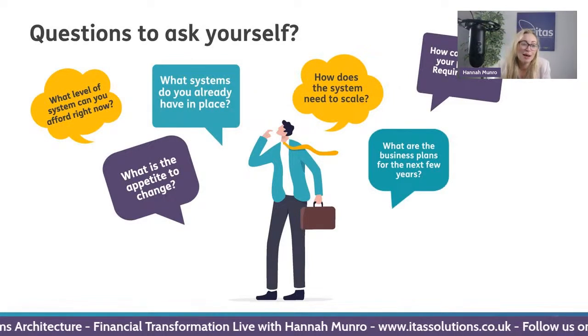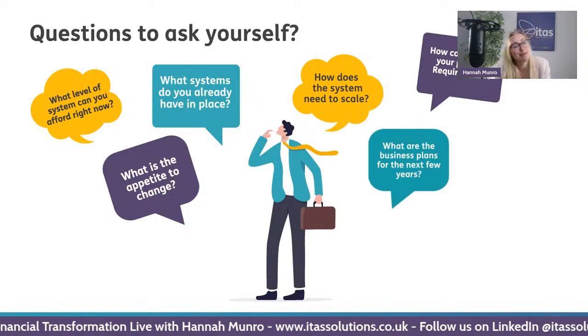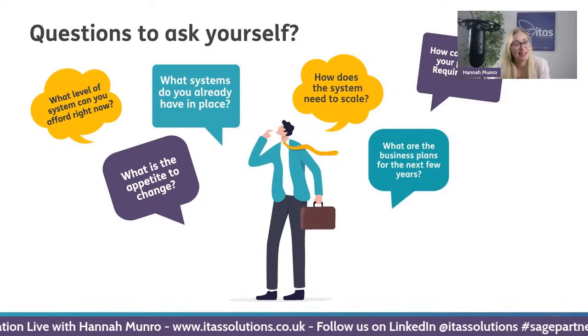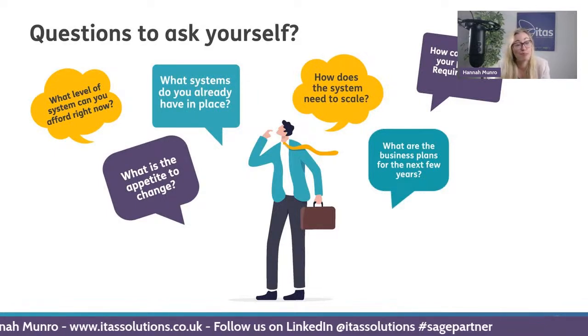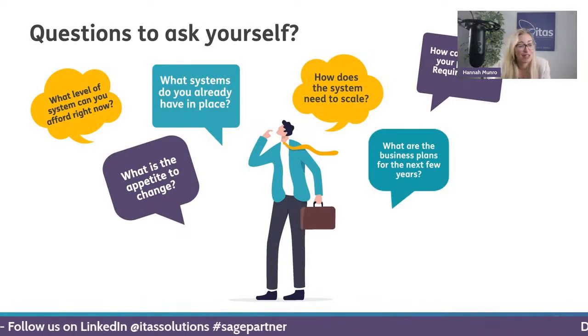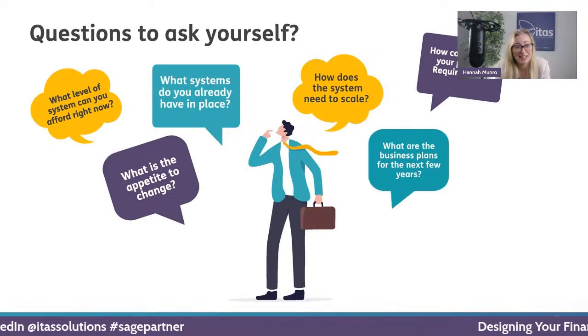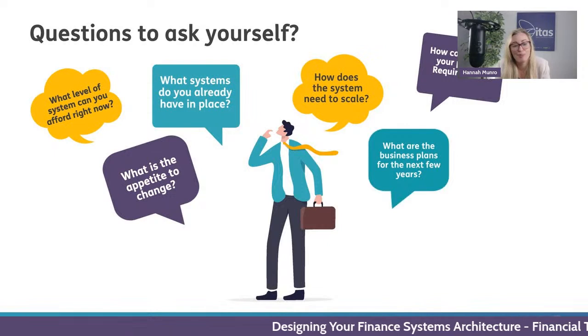How does the system need to scale? So again, thinking about volumes of transactions, but also capabilities. Where does my system need to be able to deliver over the next 3 to 5 years? Because if you're going to implement a system, you don't want to be shifting it out every couple of years.